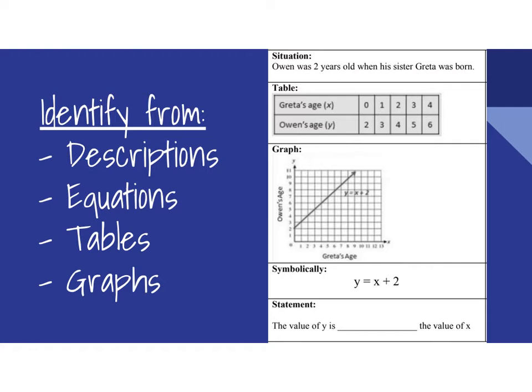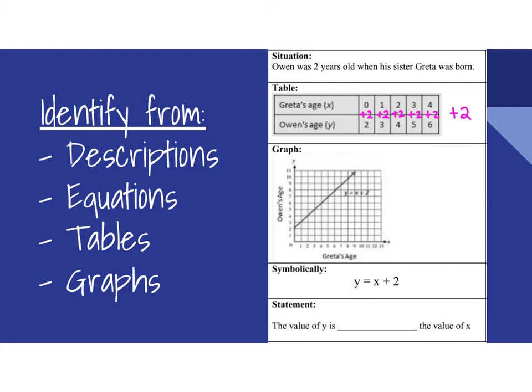We can figure out the pattern to get from Greta's age x to Owen's age y. If we add 2 to Greta's age each time, we get to our value for y. So we know this is an additive relationship because we're adding 2 each time to get to y.